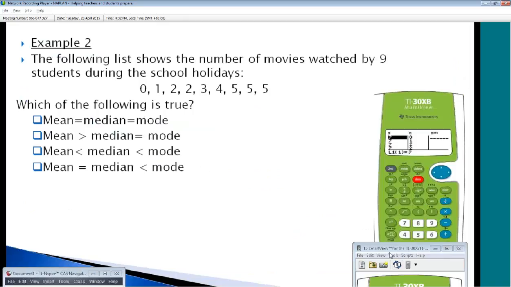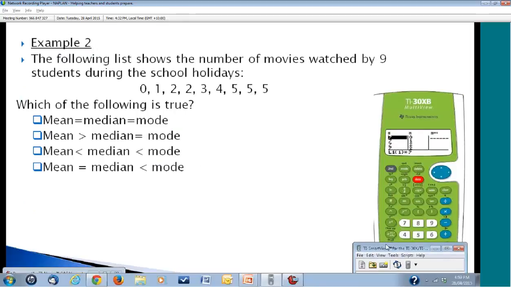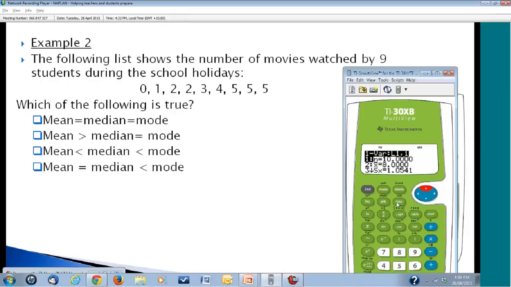The next one I want to have a look at, again, it's using the stat feature. This time we're going to look at using a bit more of the information in our one variable statistics. So I've got to go into my data. Again, as I said, I need to clear that list, or if I want to keep that list in there, I could choose to put my data into a different list. So I'm going to put my data into list 3 just to separate them a little bit.